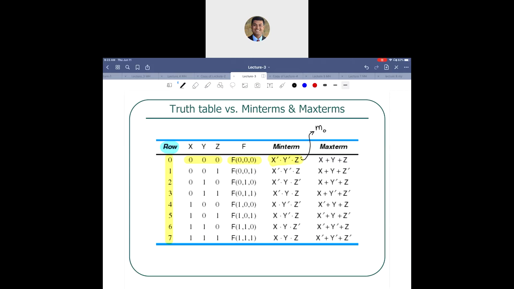The corresponding max term is going to be X or Y or Z. So this is trying to make things 0. Only when X is 0, Y is 0, Z is 0 is the max term X or Y or Z 0. So I'm going to indicate that as capital M subscript 0.